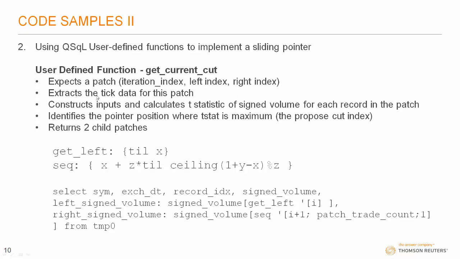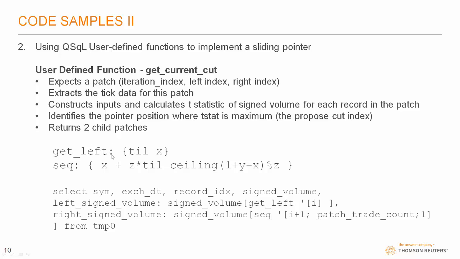And it will extract tick data for the patch and then construct all the inputs and do all the calculations necessary to get the T statistic for every record in the patch. So this really implements our sliding pointer, ultimately finding the pointer position where the T-stat is a max, where the proposed cut will be, and then returns the two proposed child patches.